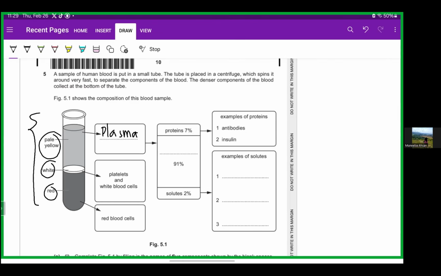right? And the plasma is made up of 7% proteins, 2% solutes, and 91% water, right? Okay. Now they have given the examples of proteins, which are antibodies and insulin, and they are asking you to write the examples of the solutes. So you know that glucose is one of the solutes. Urea, which is the waste product, runs in the plasma, and other could be amino acids. There could also be fats. There could also be other soluble substances.